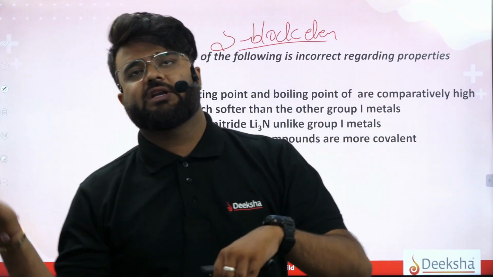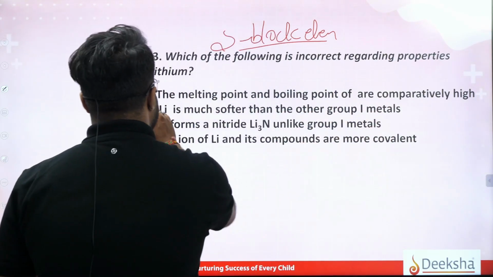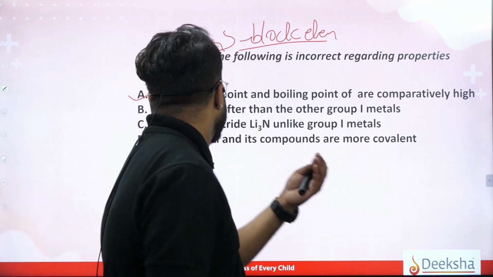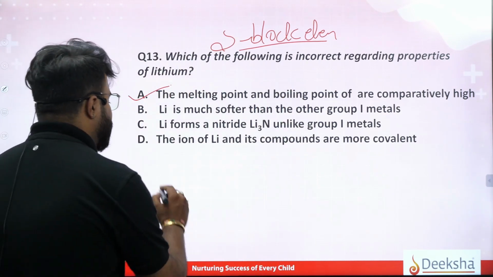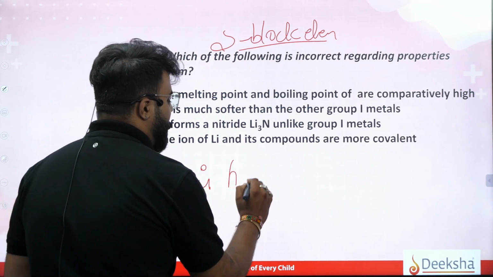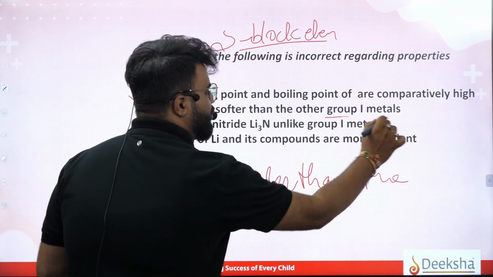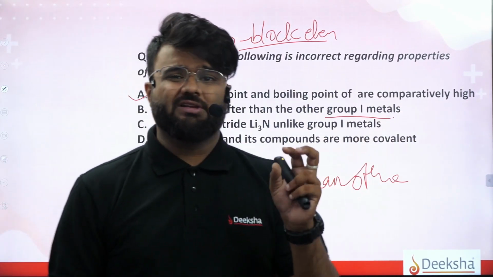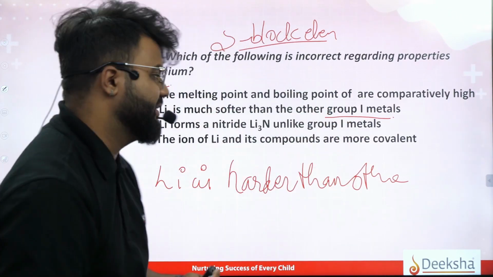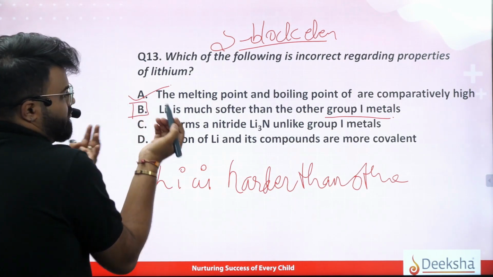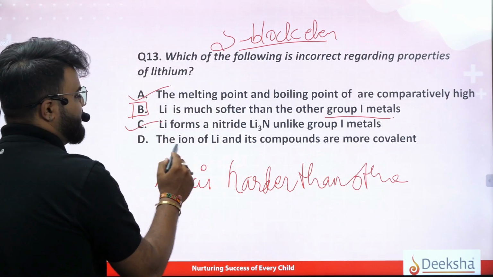Obviously the melting point and the boiling point of lithium are comparatively high. It is correct. Next, lithium is much softer than the other alkali metals. Not at all. Lithium is actually harder than the other group 1 metals, because sodium we keep in oil, it is easy to cut, but lithium is a harder metal. So option B will be incorrect.